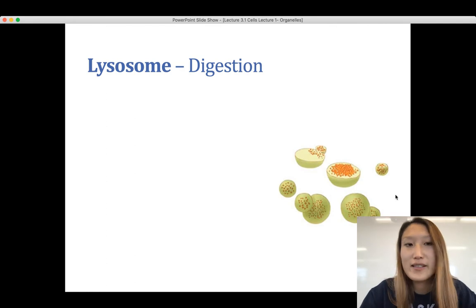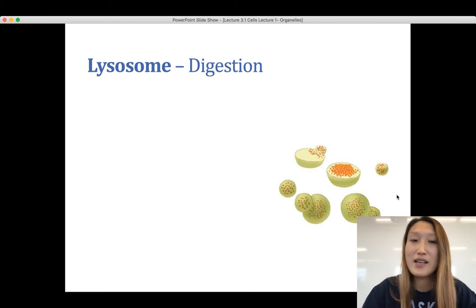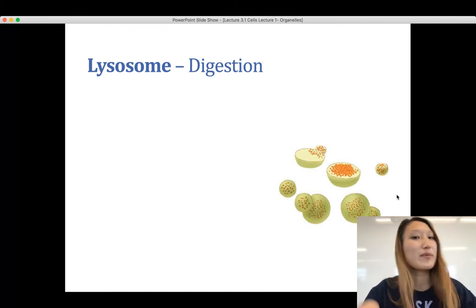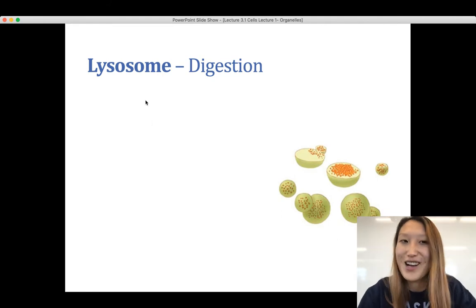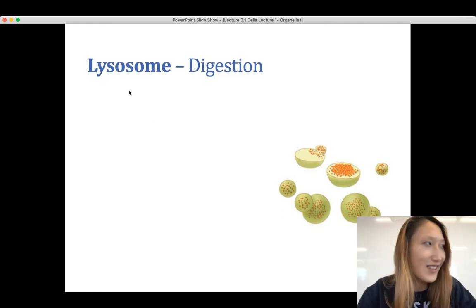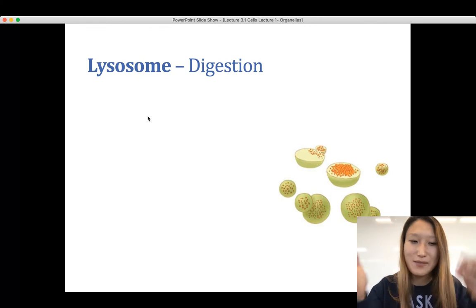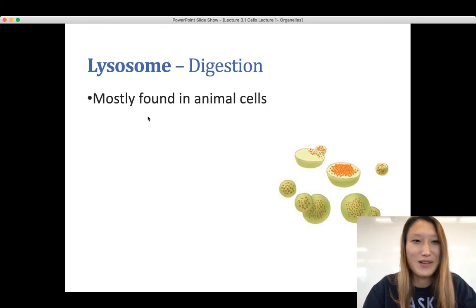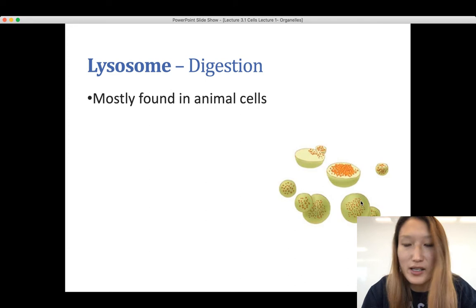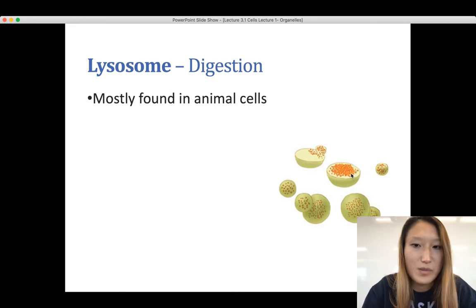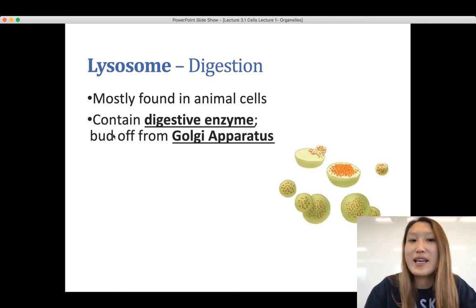Lysosomes. A lysosome is a special kind of vesicle that contains digestive enzymes, right? Enzymes are made out of proteins, but these enzymes are really special. They're really strong. They're kind of like, oh my gosh, lysosomes, Lysol, right? They're all for digesting things, breaking things down. I wonder if those two words are related. Anyway, we have lysosomes that are mostly found in animal cells, right? It's a picture of a lysosome, but really it's a specialized vesicle with specialized enzymes in it. So it contains digestive enzymes.